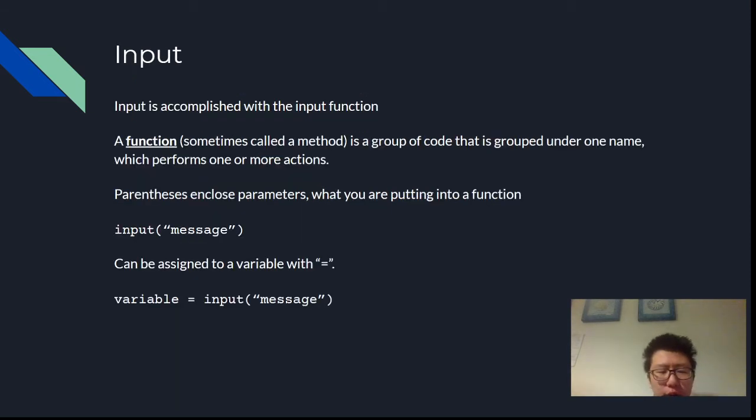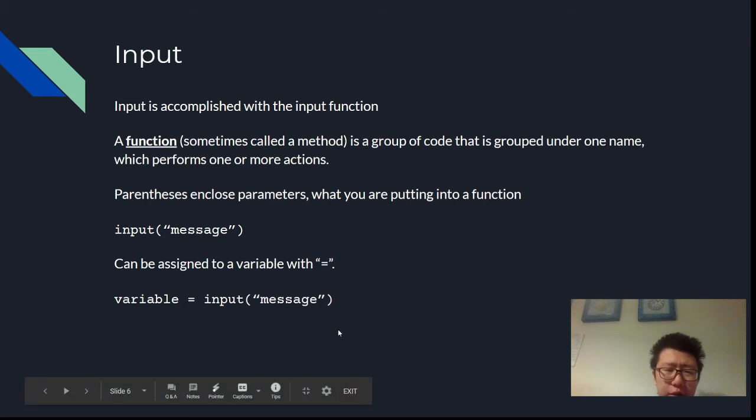Now, how would you input and set your input as a variable, you may ask? You can use the input function. A function is just a group of code that allows you to perform one or more functions, or actions, if you will. Parentheses enclose the parameters. Parameters are basically what you put into a function to get an output. So the input function allows you to specify the prompt message that the user receives when the input function is run. And you can assign this input to a variable for later use.